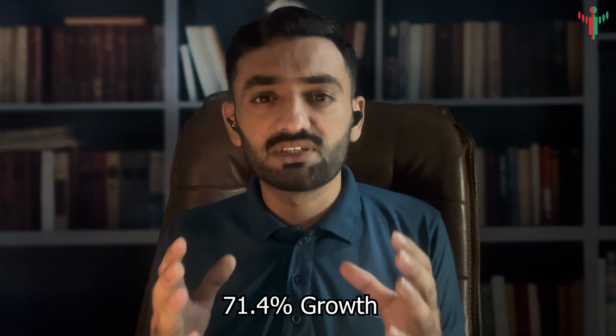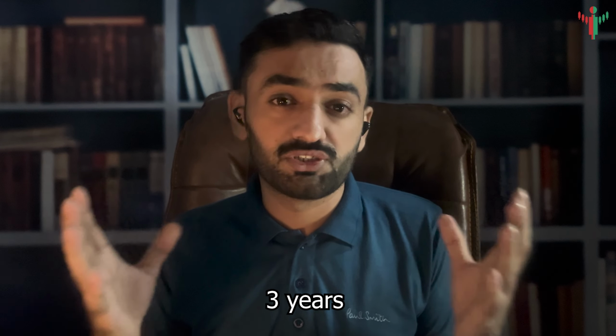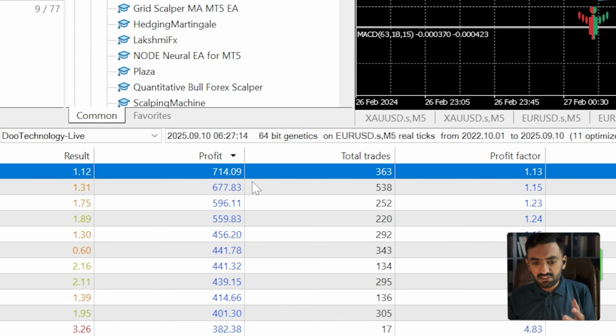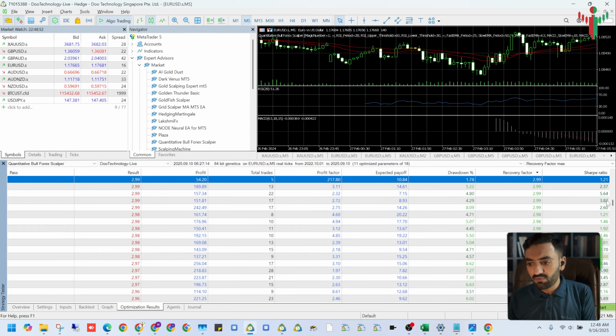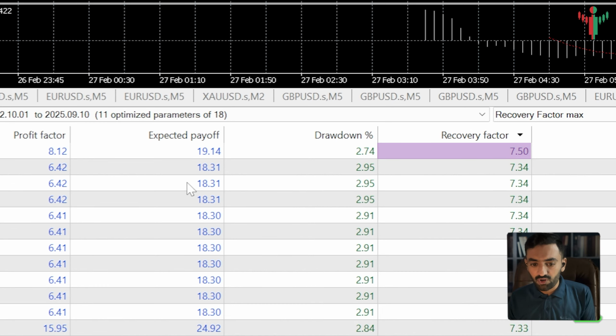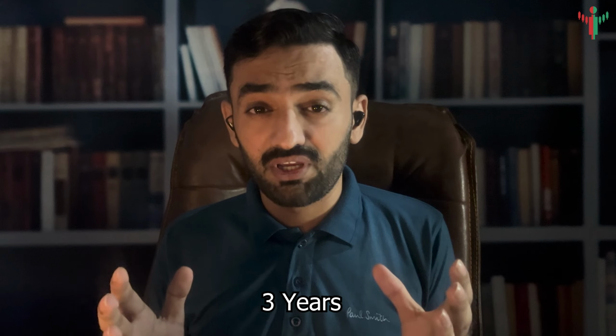With a deposit of $1,000, this means it made 71.4% growth in the last 3 years. You can see here the highest profit gives us a 30% drawdown and the highest recovery factor is 7.5. Okay, but here you see the total number of trades is 1214, and these trades are over the last 3 years, and this is not making any sense.